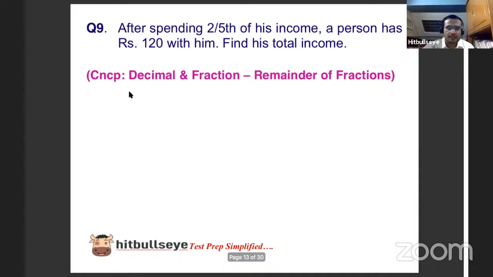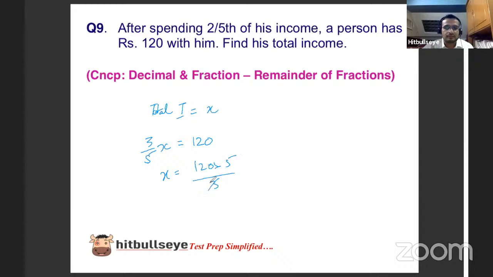So how can we go about it? Let the total income of the person be X. Now, after spending 2/5 of this income, what is the income left? 3/5 of the income is left, right? Left income. And the person has rupees 120. So can we equate the two? Yes, of course we can. Now, what is my x? 120 into 5 by 3. 40 into 5 is what?